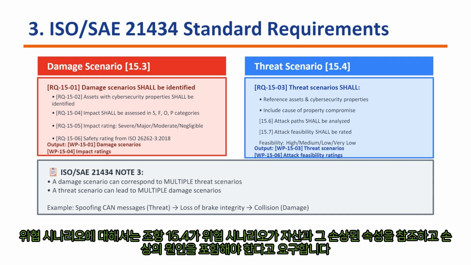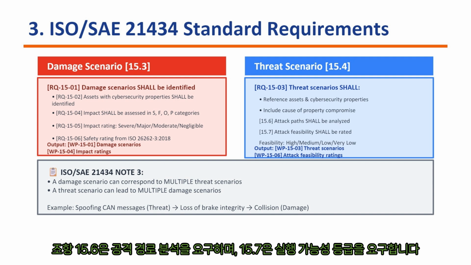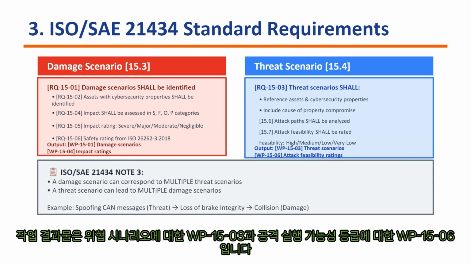For threat scenarios, Clause 15.4 requires that threat scenarios reference assets and their compromised properties and include the cause of compromise. Clause 15.6 requires attack path analysis, and 15.7 requires feasibility rating. Work products are WP-15-03 for threat scenarios and WP-15-06 for attack feasibility ratings.